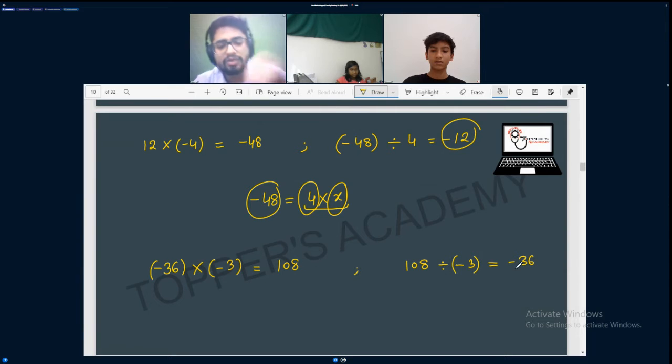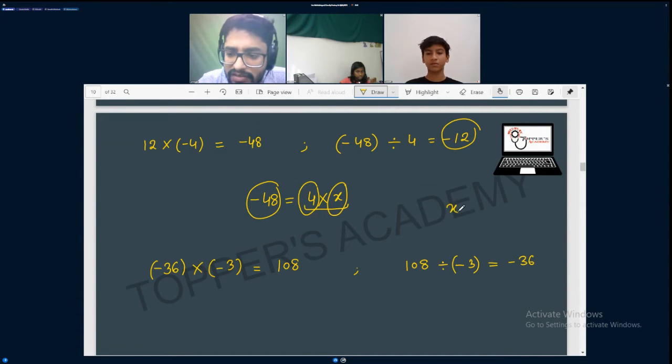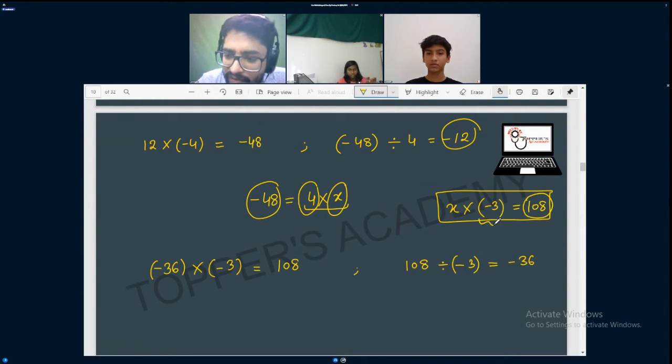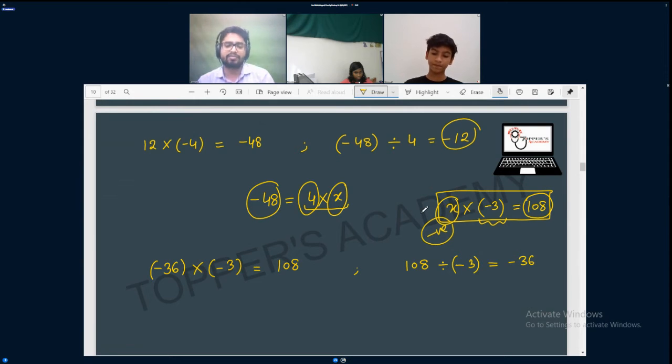According to our definition, we have to find some number x such that if we multiply that number by minus 3, we'll get 108. The answer is positive and we have negative here, and we know if we multiply two negative numbers, we'll get positive. So x must be negative. Yes or no? That's why if you divide 108 by 3, the answer is 36, and we know the answer must be a negative integer, so this is minus 36.